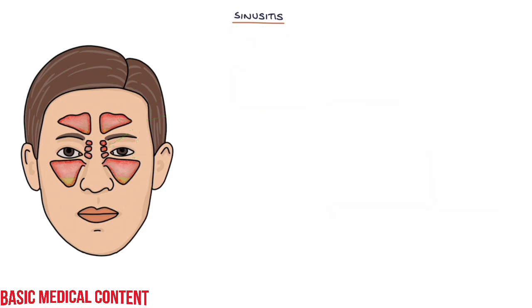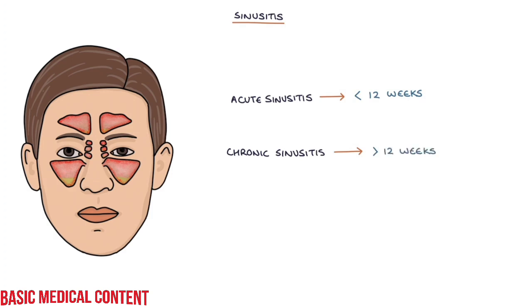Sinusitis can be classified as acute sinusitis lasting less than 12 weeks, or chronic sinusitis, which lasts more than 12 weeks.